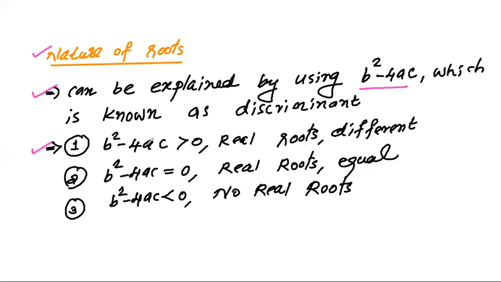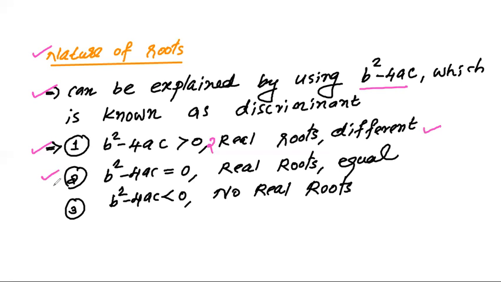So the first case is b square minus 4ac can be greater than 0. In that case, we are having real roots and they will be different. If the value of b square minus 4ac is greater than 0, two real roots will be there. Those two real roots are different roots.